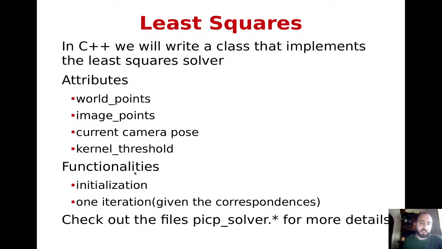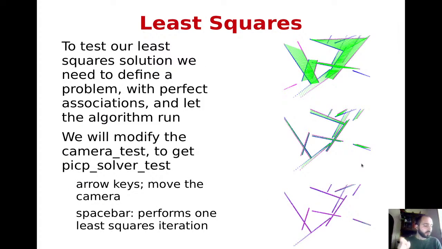Then we have the functionalities. We have an initialization functionality that basically clears the solver, let's say. So it clears the H matrix, the B vector, and so on. So it's just a sort of a reset, we can call it, because that's useful. And then we implement just a function that performs a single iteration. So given a set of correspondences between the 3D points and the image points, it solves the linear system basically and applies the perturbation for a single iteration, right? So we will check that in PICP solver, Projective ICP solver, in a minute, but I will introduce also the test.